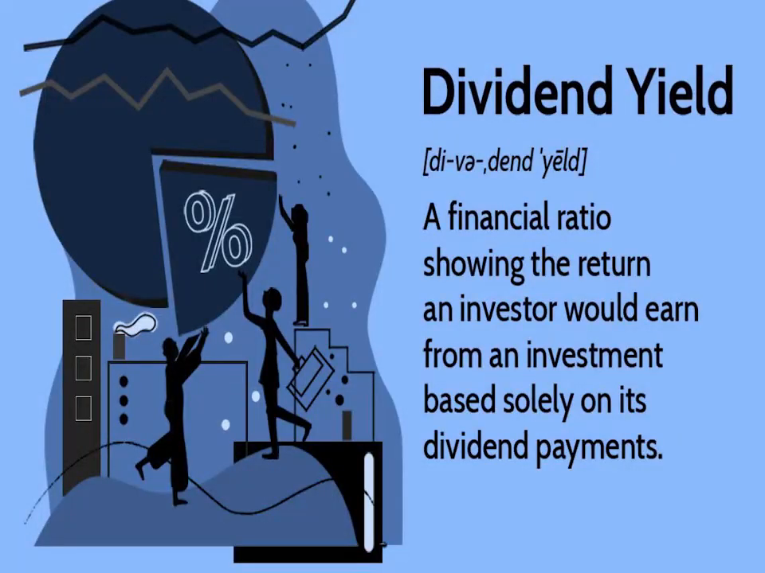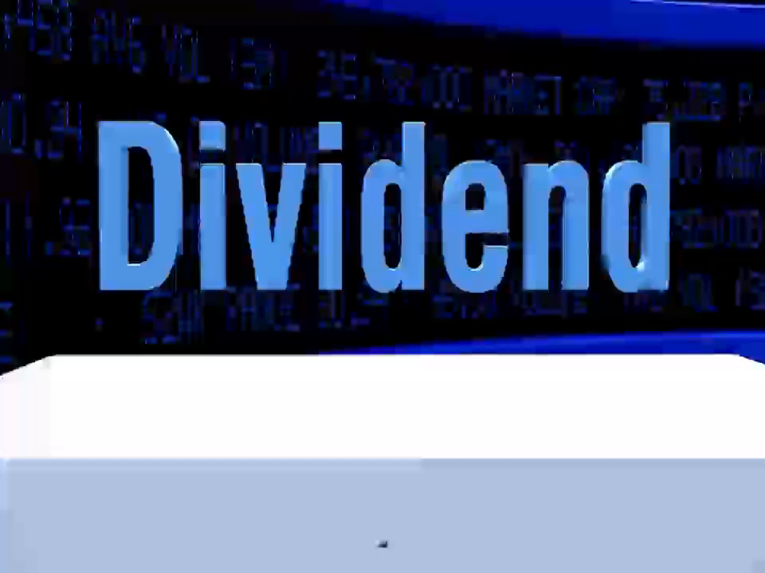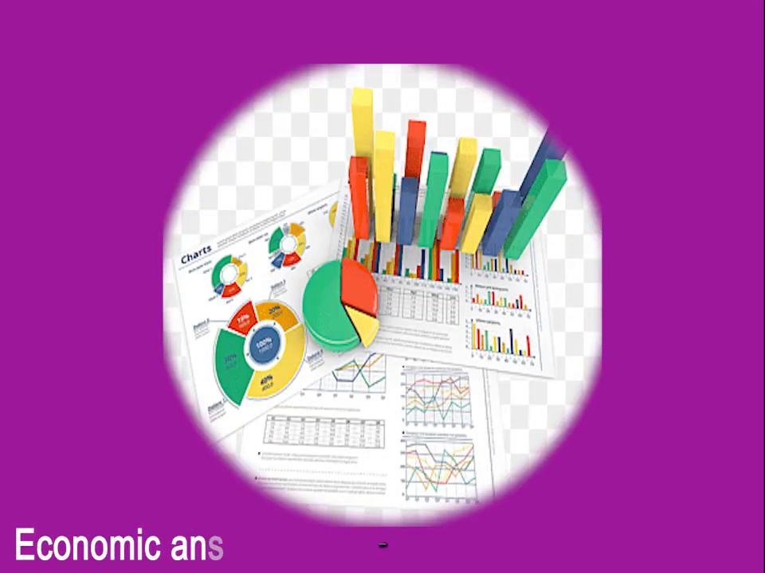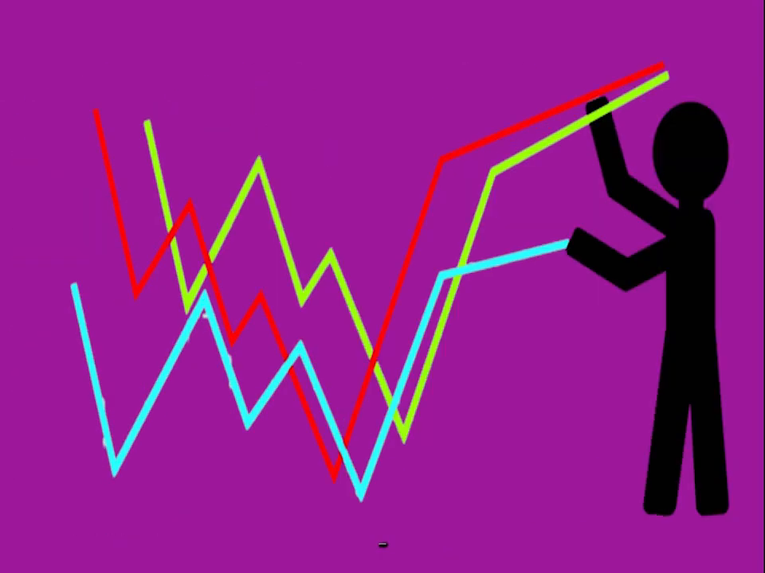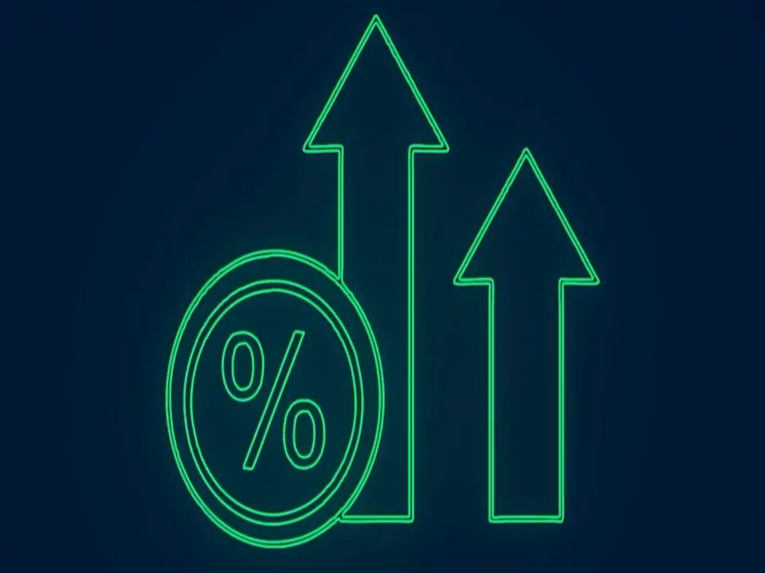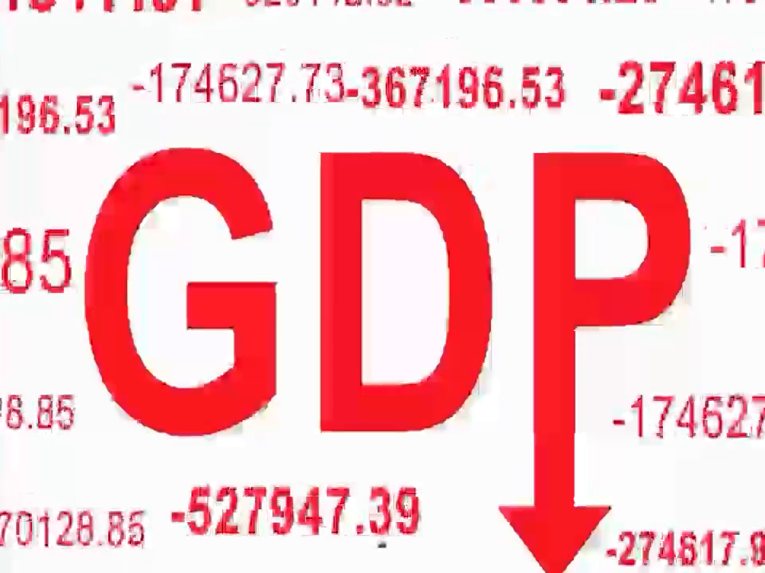Dividend yield. For income-focused investors, a consistent and growing dividend yield is a positive indicator. 3. Economic and industry analysis. Economic indicators. Consider broader economic factors such as interest rates, inflation, and GDP growth, which can impact the stock market.